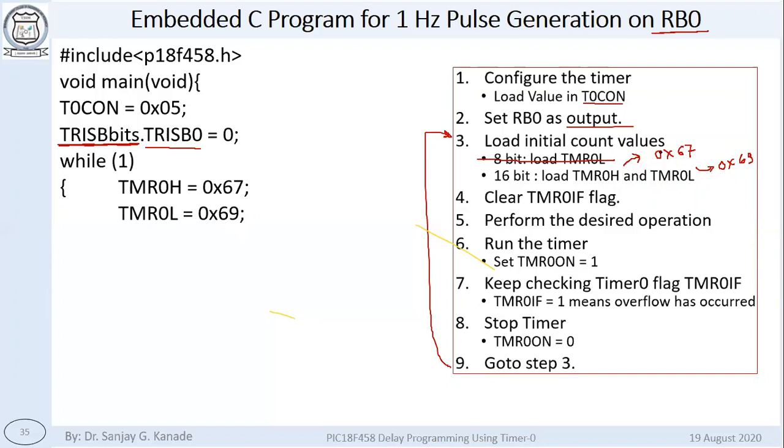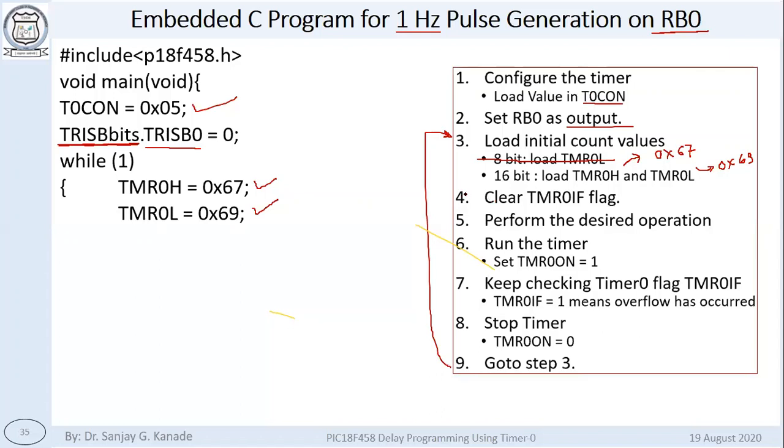Remember that these three values are calculated based on the crystal frequency and the required frequency. Crystal frequency is 20 megahertz and required frequency is 1 hertz. Based on these two given data, we have calculated these three values.